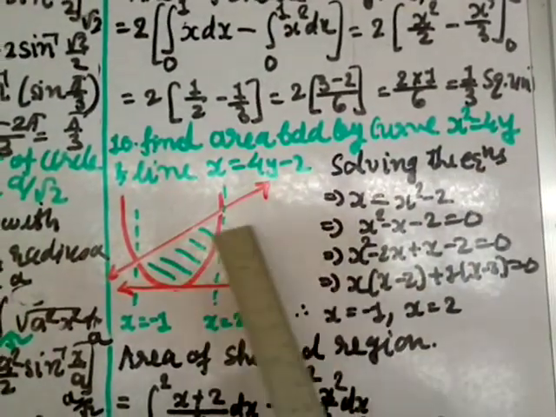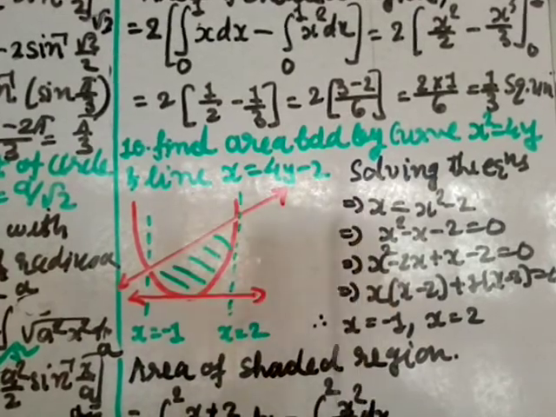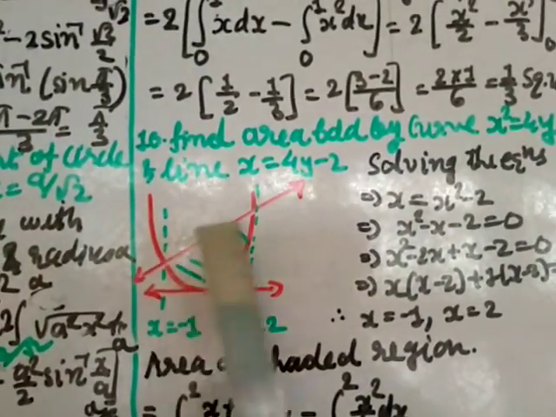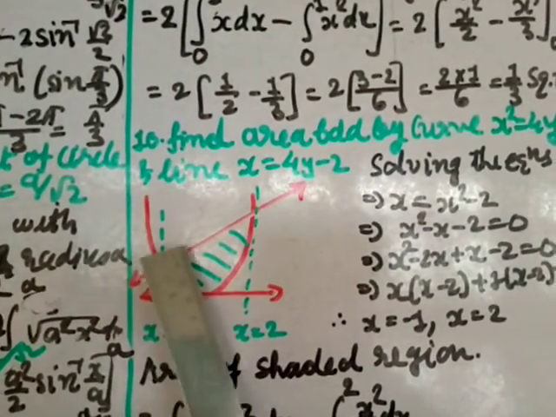Solving, first I need these 2 points. These 2 points I need because I need the limits. So I need to find the intersection of the line and the parabola.